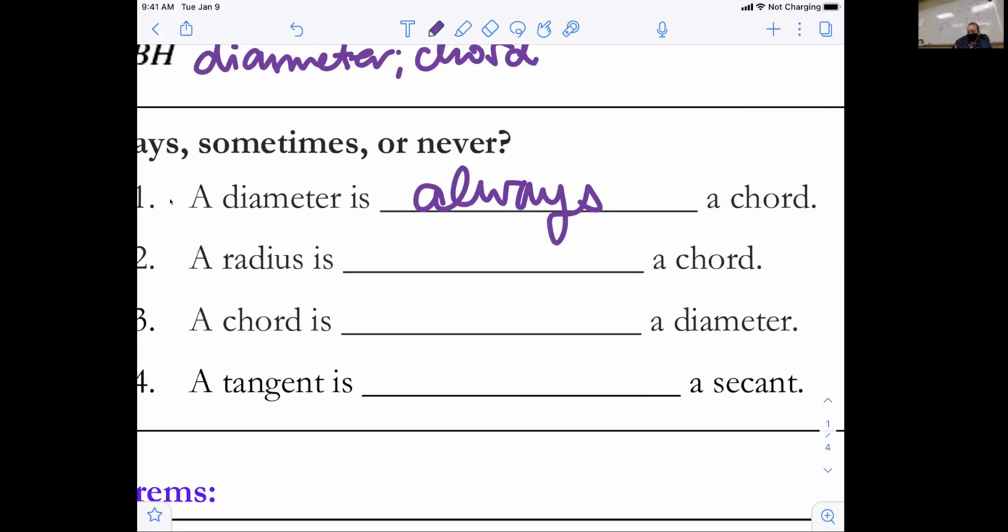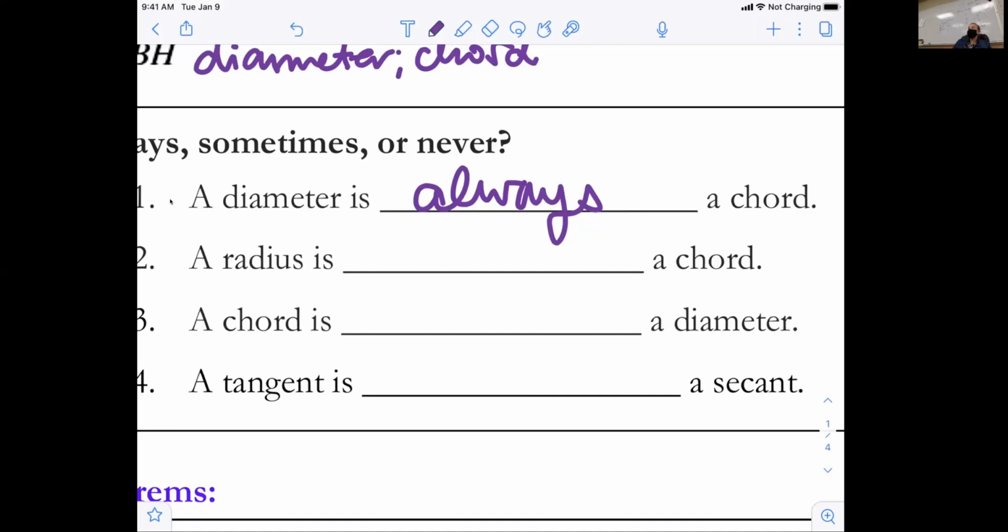What does it mean to be a diameter? Jackson? Yes. And a diameter specifically goes through the center, right? Its endpoints lie on the circle and it goes through the center. And then a chord, by definition, just has endpoints on the circle. So a diameter is just a special type of chord, which makes it always a chord. What about a radius? Is a radius sometimes, always, or never a chord?